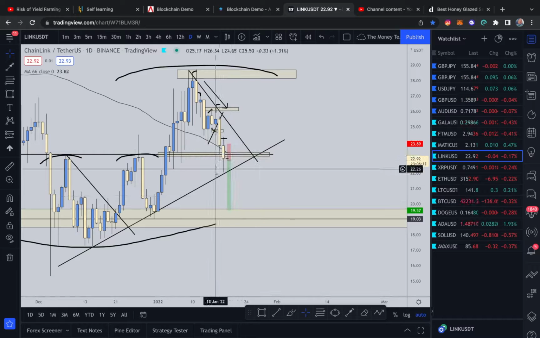This wick on the daily, I would be careful with this bearish trade if you were to take it, because this wick rejection would make me suspicious, to be honest. Yes, this is a bearish candle close, but this bearish candle close is different than this bearish candle close, okay?